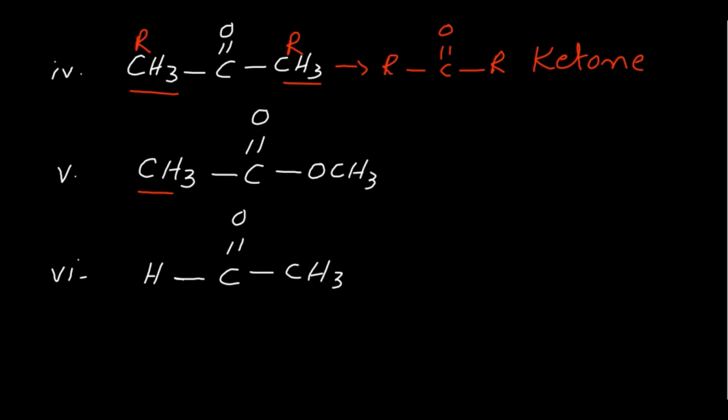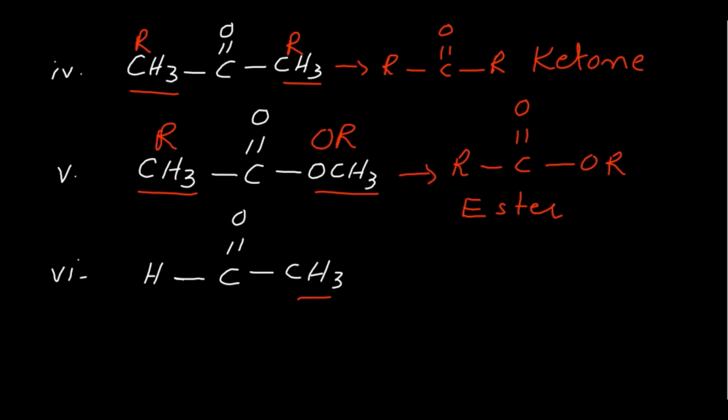Now see the next compound, number 5. Here we have an alkyl group, and here we have alkyl plus oxygen, an alkoxy group. The general formula for this functional group would be R C double bond O O R. Right, students? If on one side of the carbonyl carbon we have an alkyl group, and on the other side we have an alkoxy group, oxygen plus alkyl is known as alkoxy: alk from alkyl and oxy from oxygen. So this functional group is known as ester.